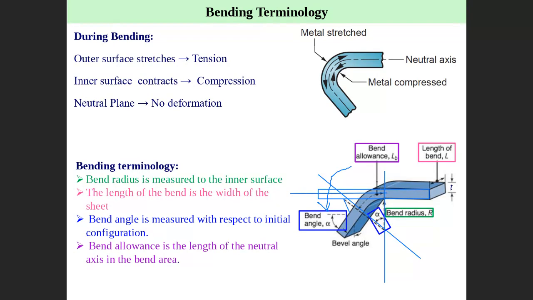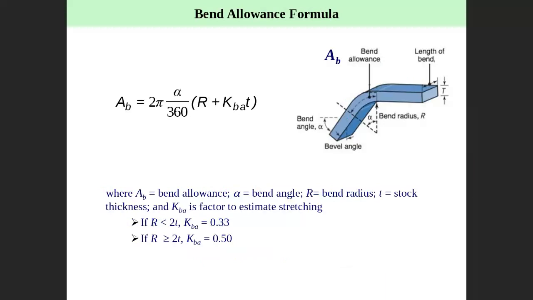So this is alpha. Alpha is the angle here, and also here with a straight line. This is what we call the bend angle. So this is the bend radius, this is the bend angle. As you can see, this is the bend length, this is the allowance. This is the terminology in bending.